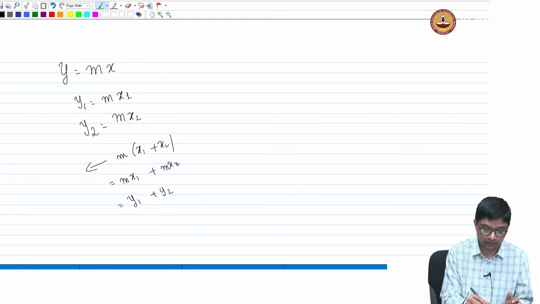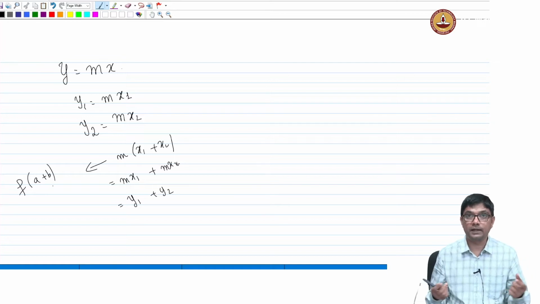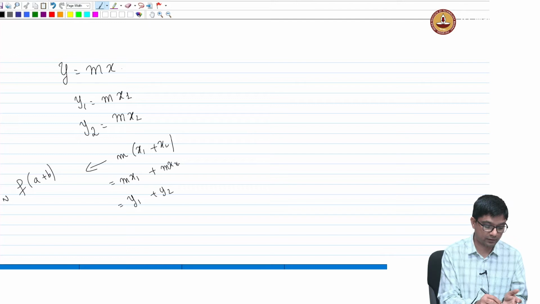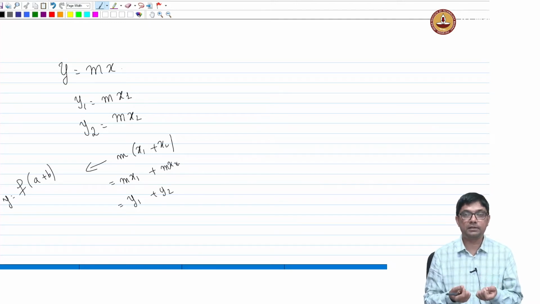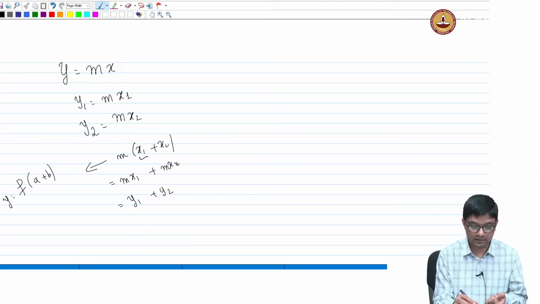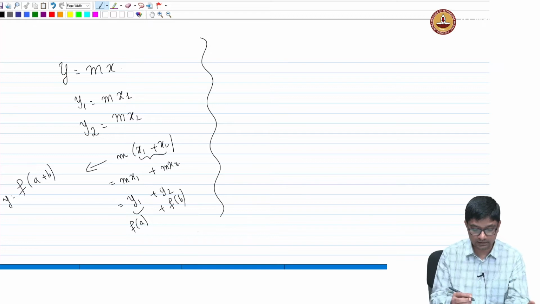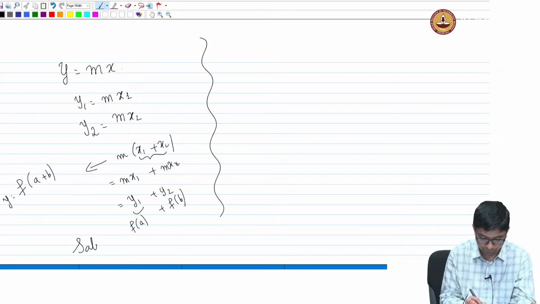So in the more general case which I wrote, this is f of a plus b, where the output is a function. This is my y. If I look at f of a plus b, this is simply f of a plus f of b. Okay, so this is superposition.